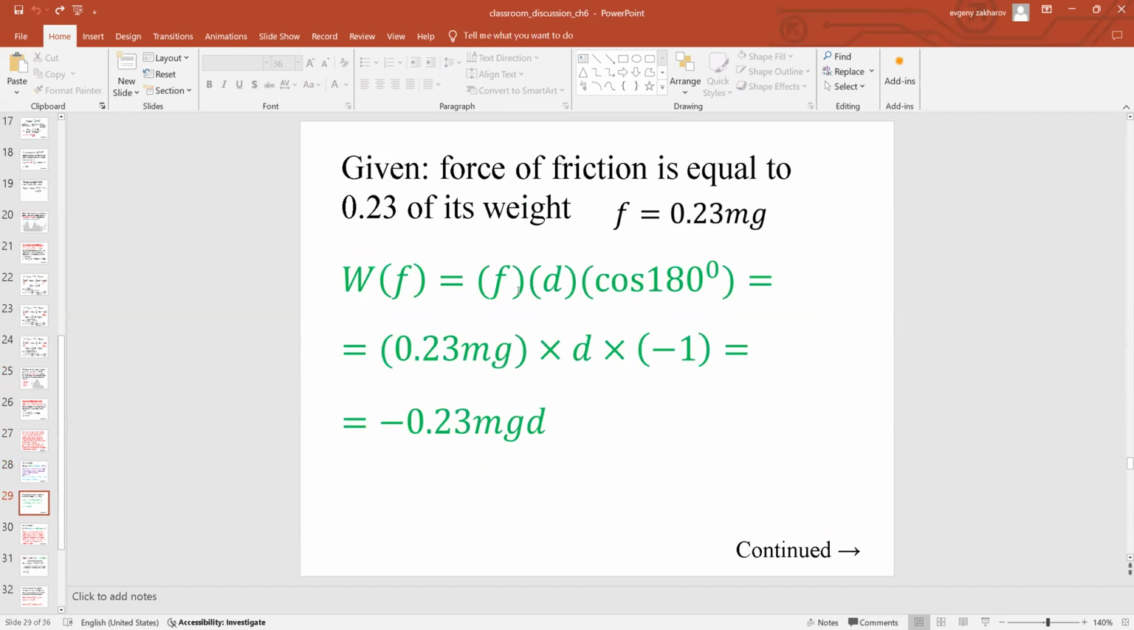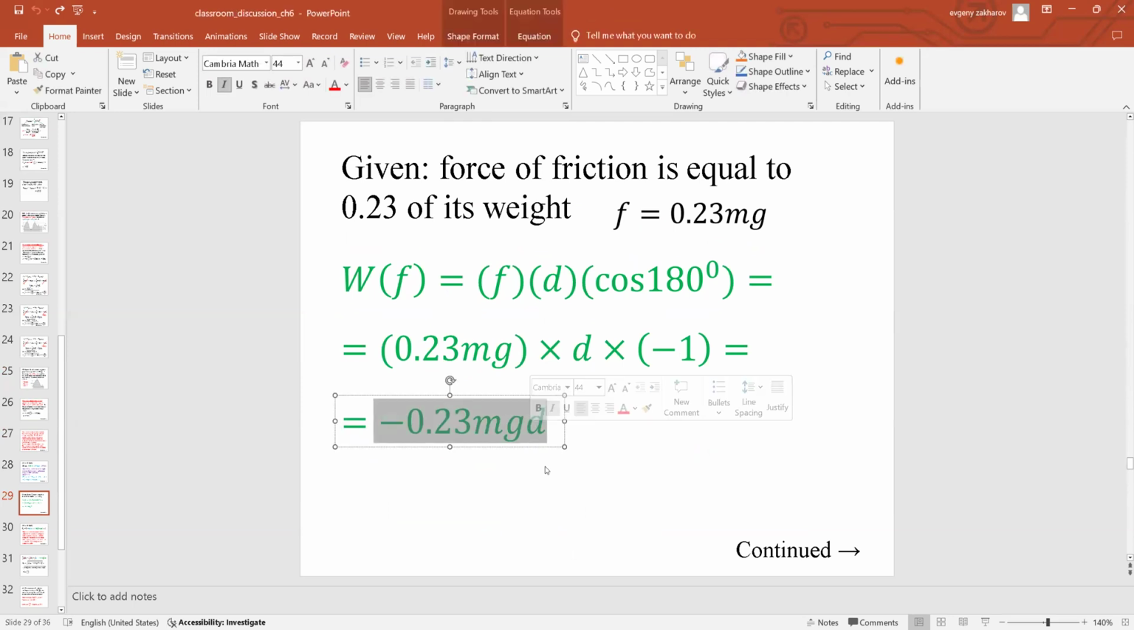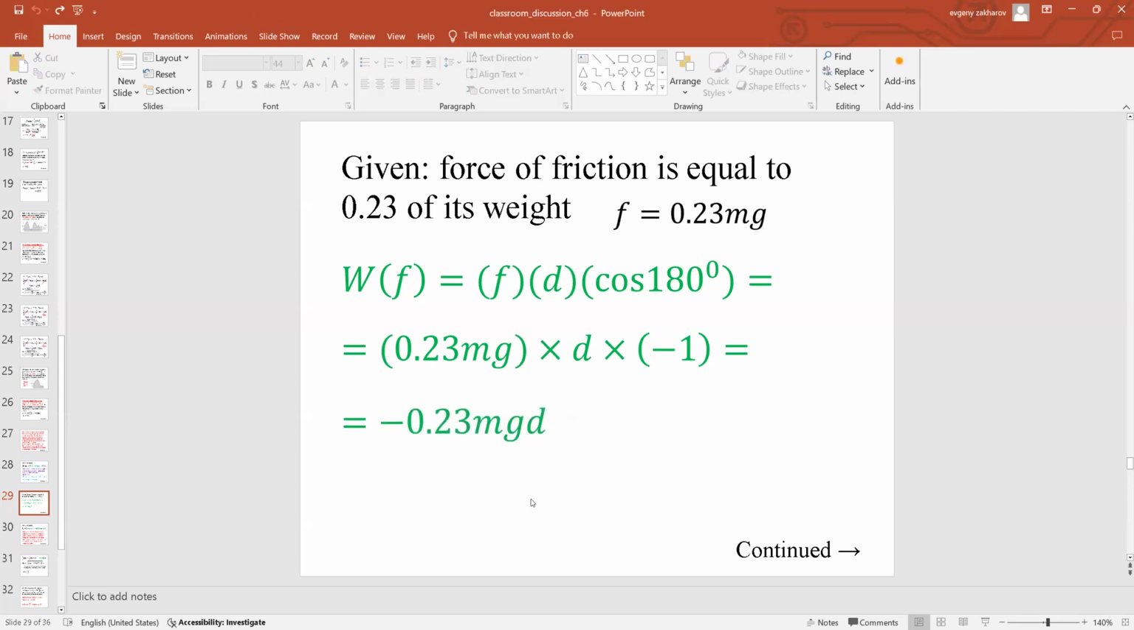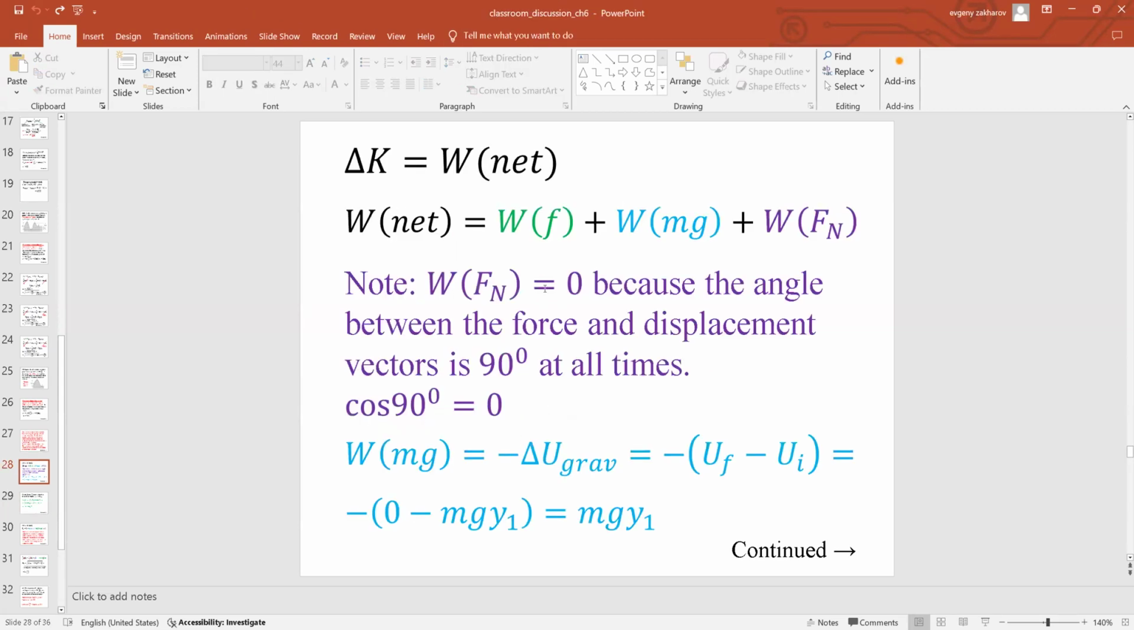And once again, friction is one way, displacement is the other way. You have opposite direction for two vectors. You have 180 degrees. Cosine of 180 is -1. So work done by friction is negative. But it's not a problem. Once again, the work done is just added up. And if you're adding up something that is negative, you just subtract it and you will never make a mistake.